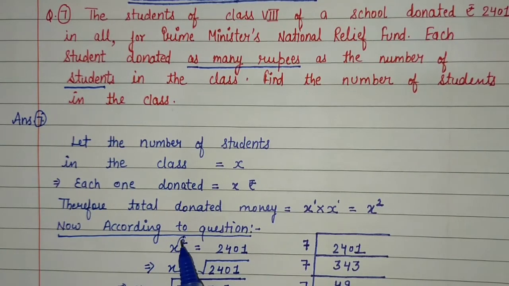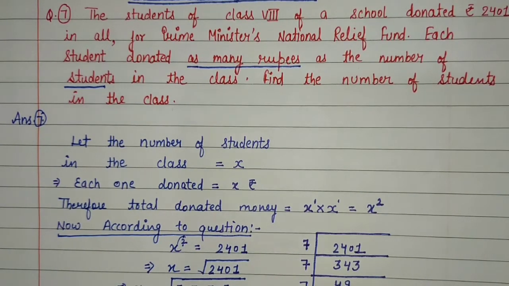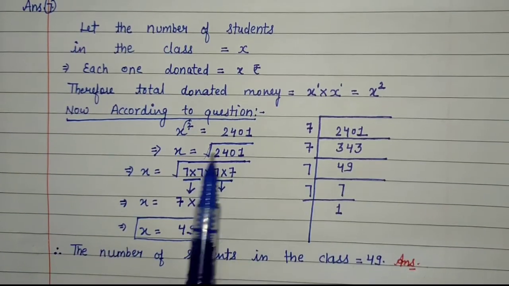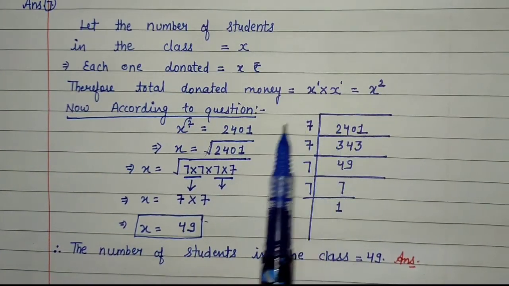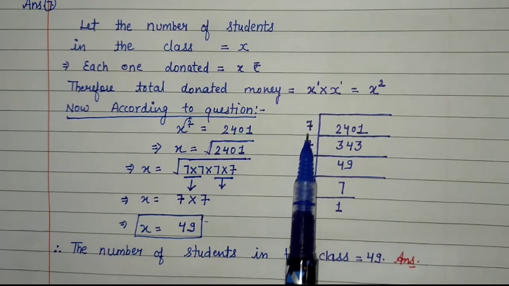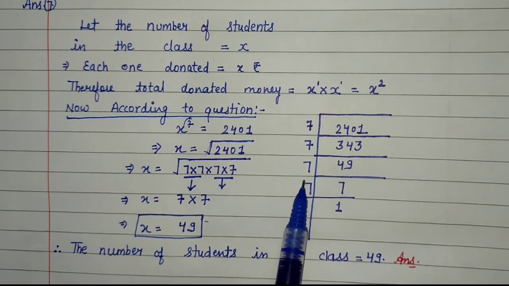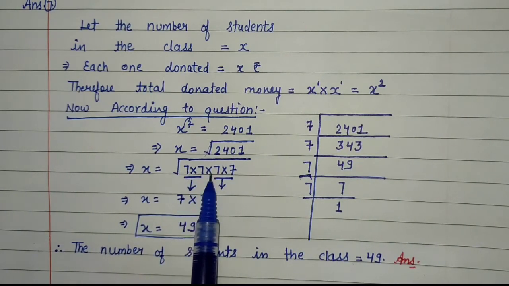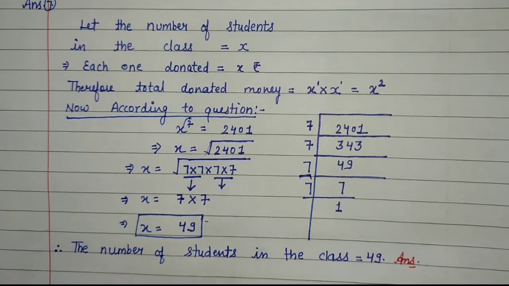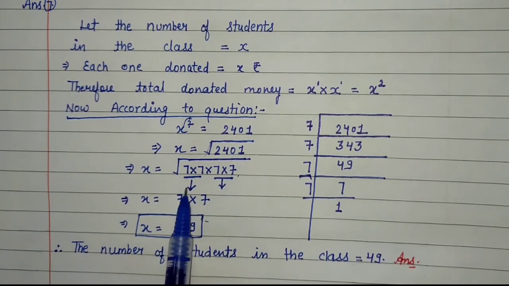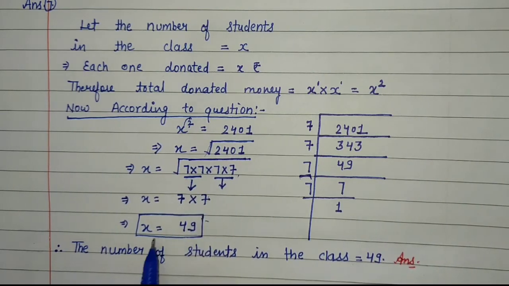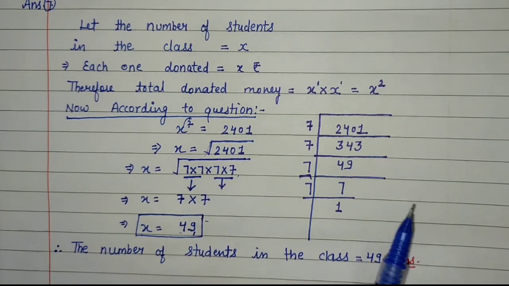After that, this step is important. Whenever you transpose the square to the other side, it becomes a square root. Now you have to find the square root of this number. The square root of this number by the prime factorization method we have already done in question number 4. So x equals the prime factors of this number, 7 into 7 into 7 into 7, 4 times. So make the pairs. After that, take one number outside from each pair. 7 into 7, x equals 49.